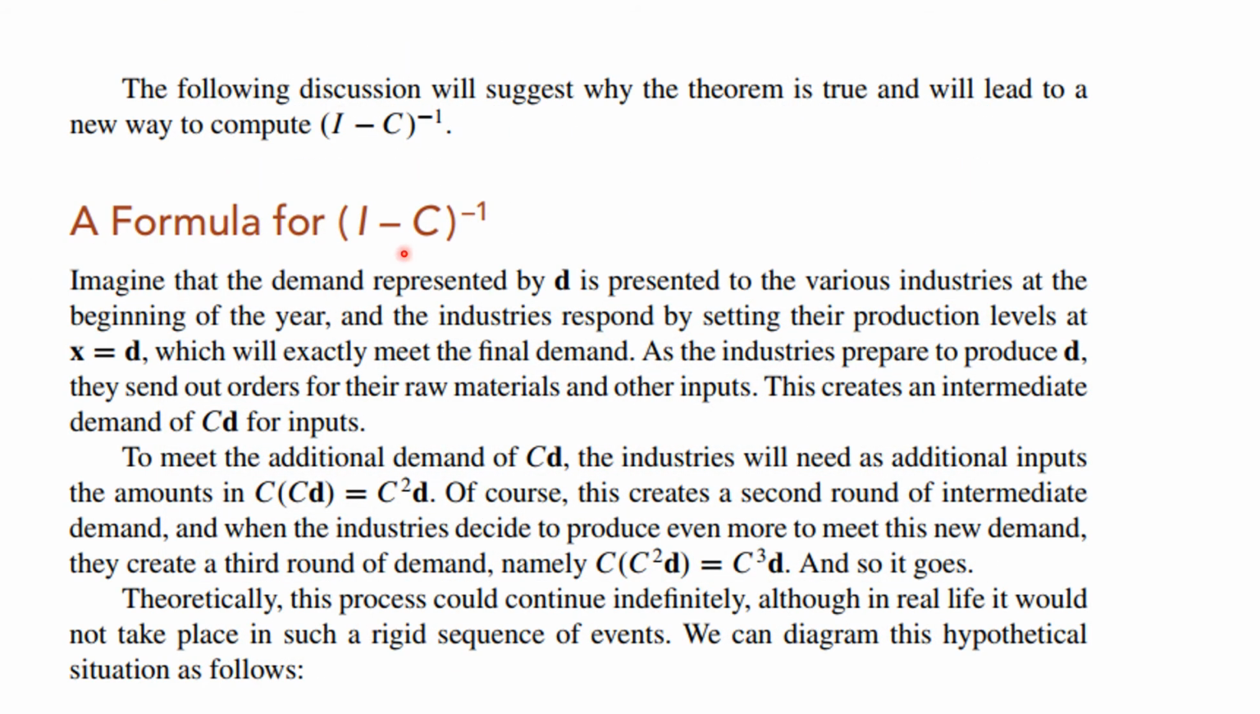Okay, so this is a formula for (I − C) inverse. Imagine the demand, represented by D, is presented by various industries at the beginning of the year, and they respond by setting their production levels X equal to D. Well, this will exactly meet the final demand, but as they prepare to produce D, they send out orders, and this creates an intermediate demand.